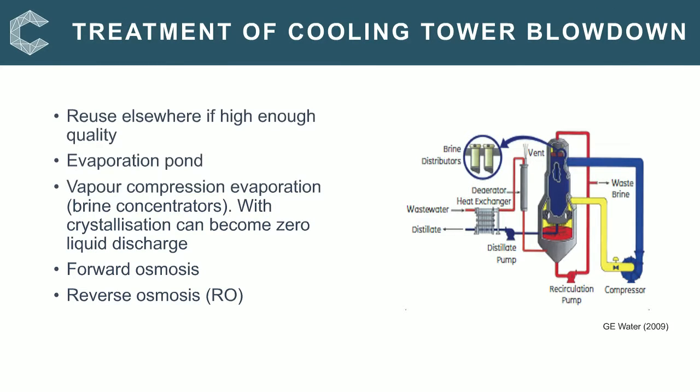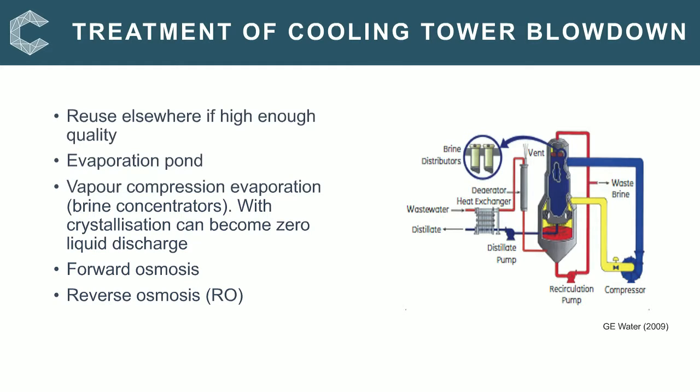Right, so some blowdown may have a high enough quality to be used elsewhere in the power plant without any treatment. For example, you may be able to use it for bottom ash quenching and transport. Otherwise, some of the technologies that could be used to treat the blowdown before it is discharged or reused are listed here.